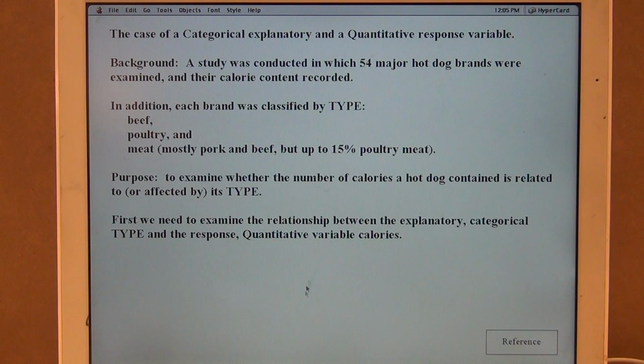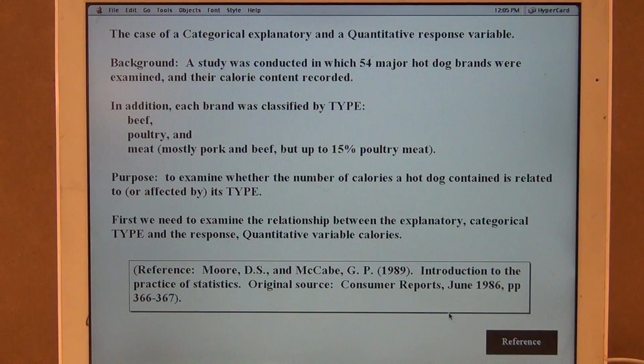And the purpose was to examine whether the number of calories a hot dog contained is related to or affected by the type, whether it's beef or poultry or meat. So we need to examine the relationship then between the explanatory, categorical variable type, and the response, quantitative variable calories. Here is the source, by the way, where this comes from. This was taken from a statistics book, Introduction to the Practice of Statistics, and the actual original source came from Consumer Reports in June of '86.